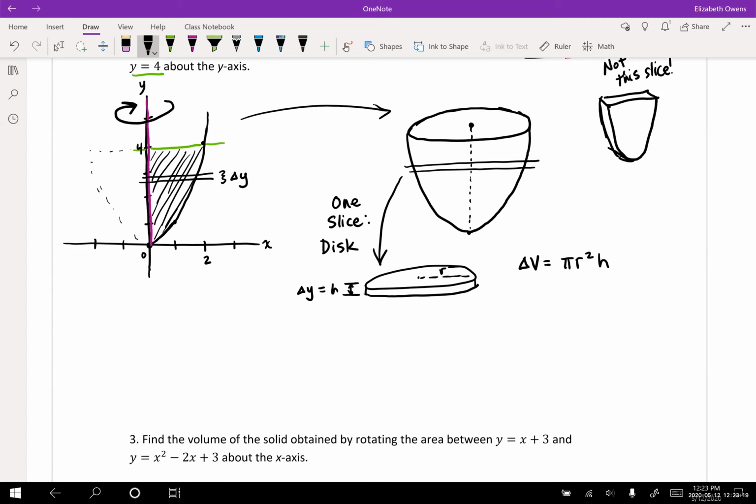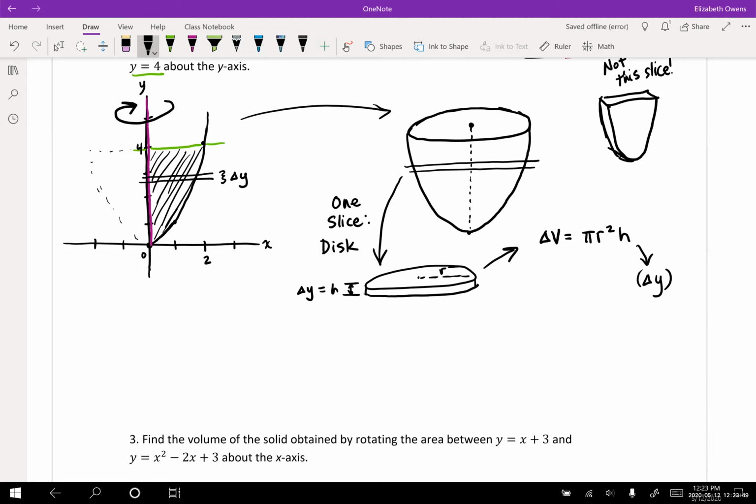So we're going to need to keep that in mind here when we're finding the little delta V increment. Let me move that a little bit as well, just so we can fit all this problem in here. So h is going to be some little change in y. We are going to need to find our radius, and then we'll have pi r squared delta y.